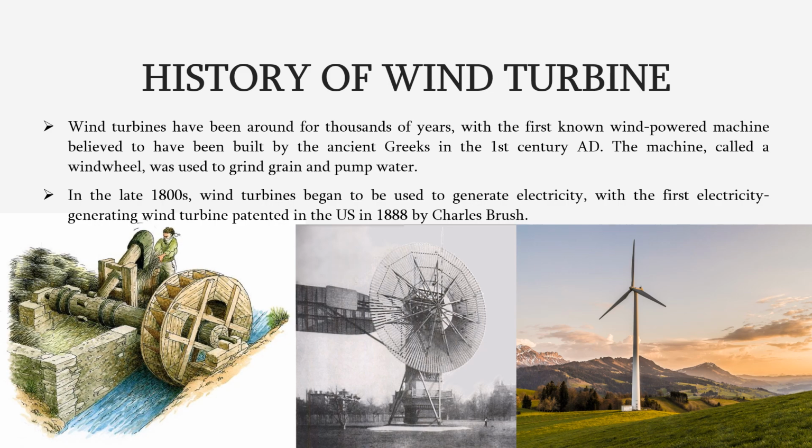In the late 1800s, wind turbines began to be used to generate electricity, with the first electricity-generating wind turbine patented in the US in 1888 by Charles Brush. These early wind turbines were relatively small and inefficient, with most of the electricity generated being used to power individual homes and farms. It wasn't until the 1970s, with the oil crisis and growing concerns about the environment, that wind turbines began to be viewed as a viable source of renewable energy. Governments around the world began to invest in wind energy, leading to significant advancement in wind turbine technology.